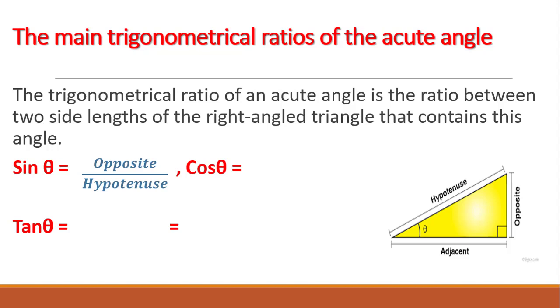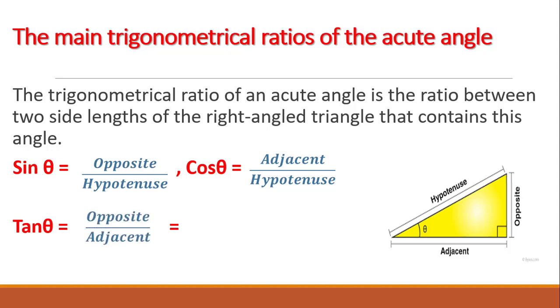What about if I want cosine theta? Cosine theta equals adjacent over hypotenuse. So I'll divide the length of the adjacent side over the hypotenuse. If I want the tangent of this angle theta, I'll divide opposite over adjacent, and it's the same as sine theta over cosine theta. Okay, so now I have three rules. Sine theta equals opposite over hypotenuse, cosine adjacent over hypotenuse, and tan opposite over adjacent, or sine theta over cosine theta.